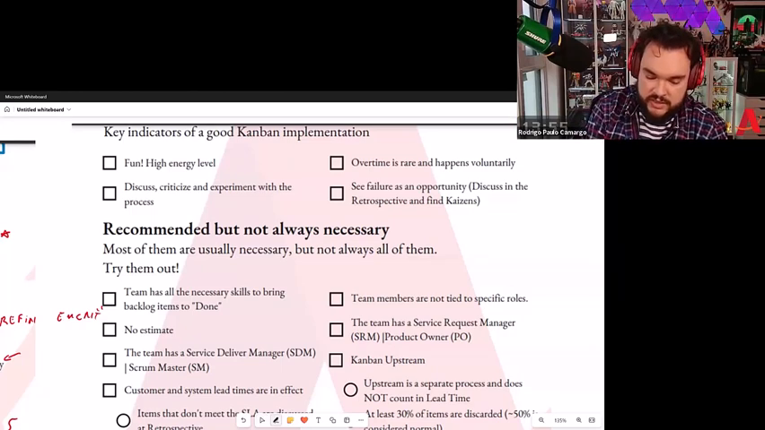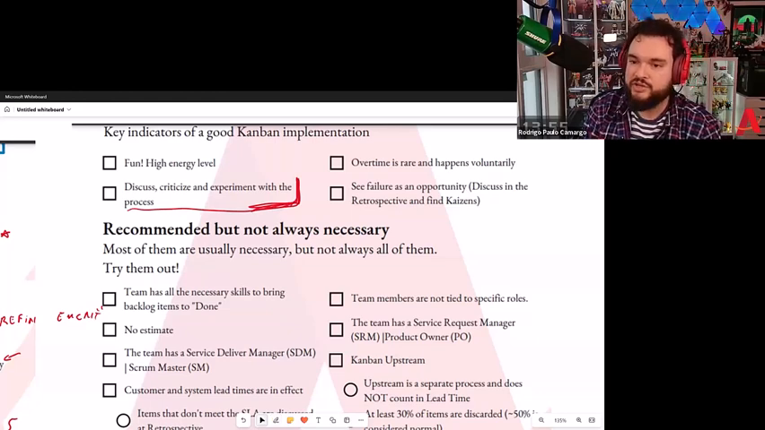Next one is discuss, criticize, and experiment with the process. Here I'm trying to understand if they actually value not only the feedback, but understanding that failure is an opportunity of getting better. Failure by itself is not a bad thing, right? But you have to look at this, you have to discuss, you have to criticize, experiment.